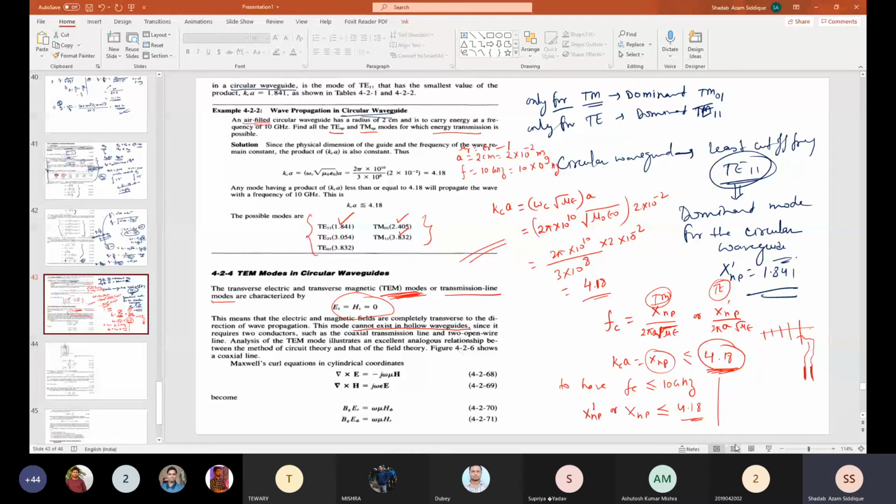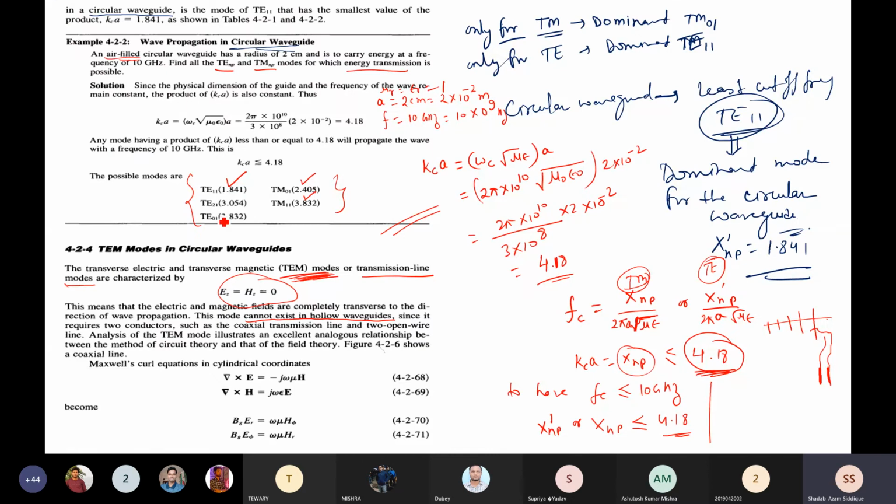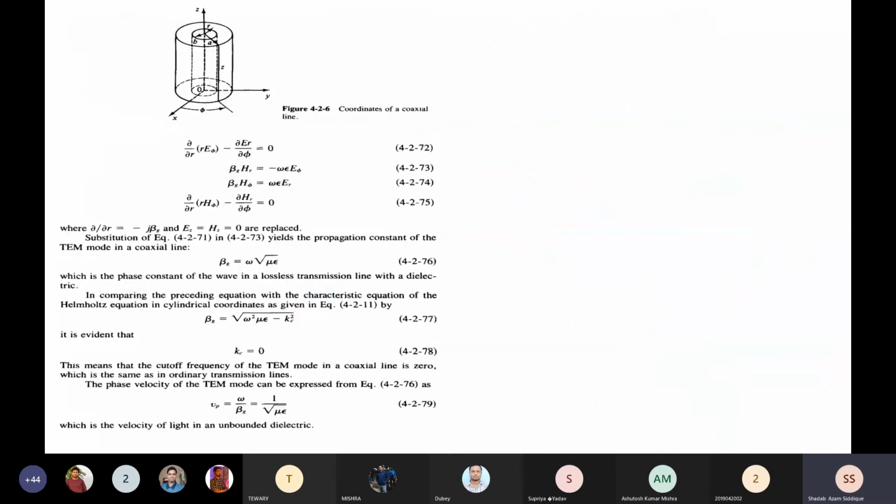So you can do the analysis. I'll not go into the analysis of this one, you can go through it yourself. From the Maxwell curl equations, curl E and curl H, in cylindrical coordinates, you get three equations from each, six equations in total, taking into consideration that Ez and Hz both should be equal to 0.